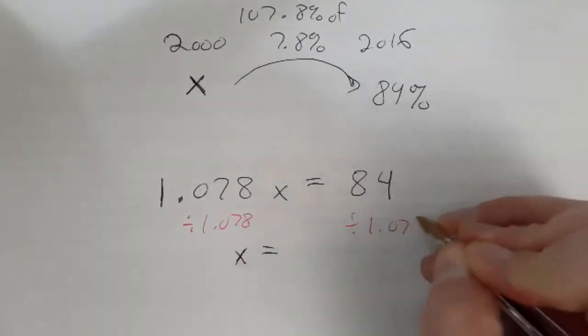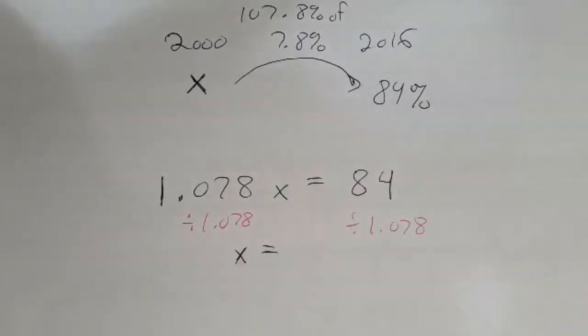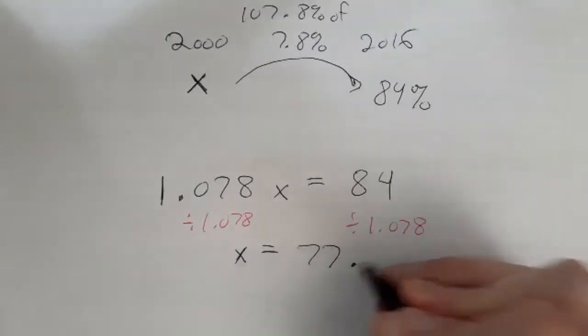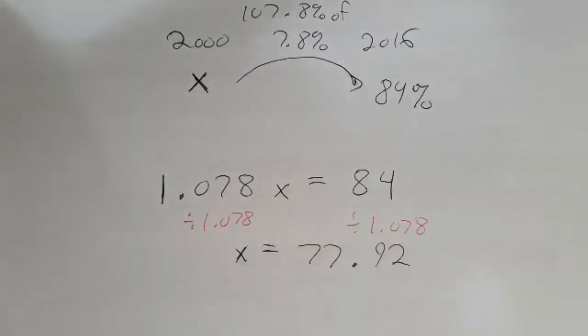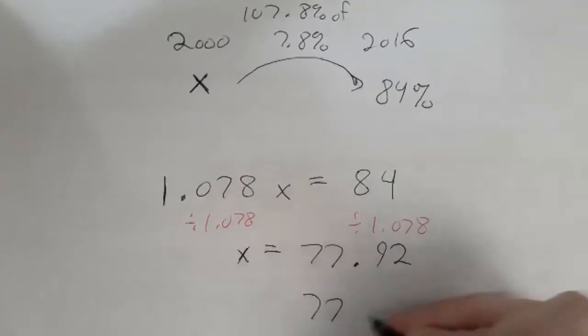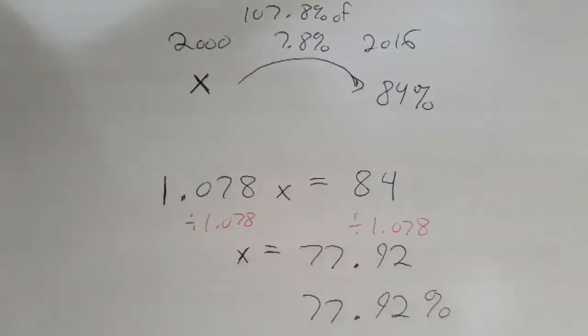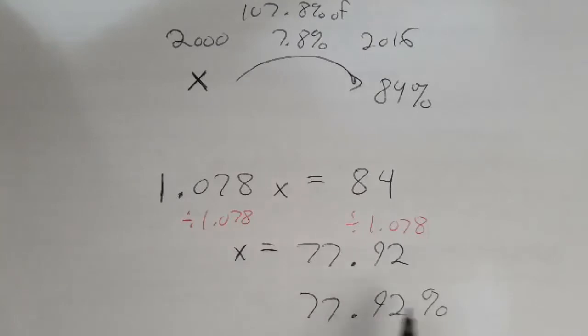Divide both sides by that thing that's on X. So 84 divided by 1.078 is 77.922. And what are we talking about? What are the units on this X thing? Percentage point? Okay, no, this guy is a percent.